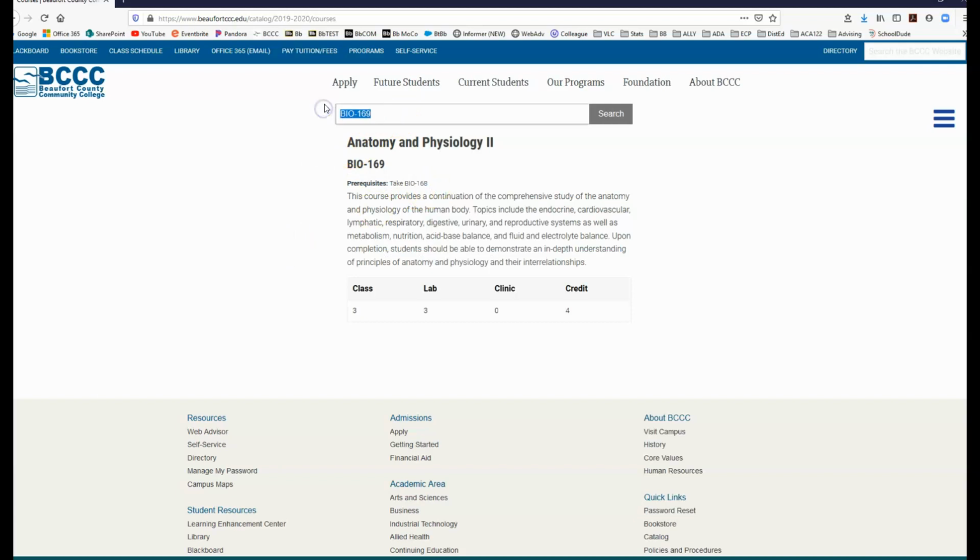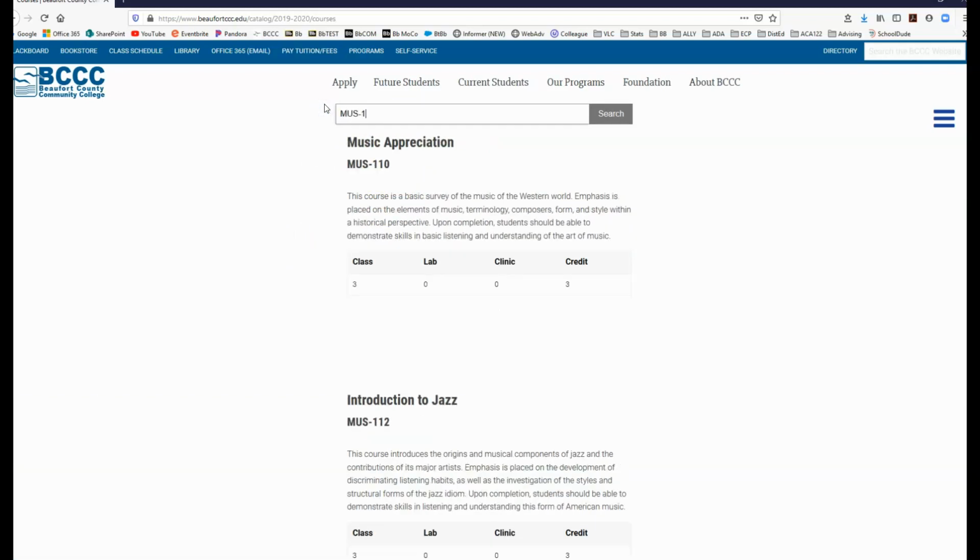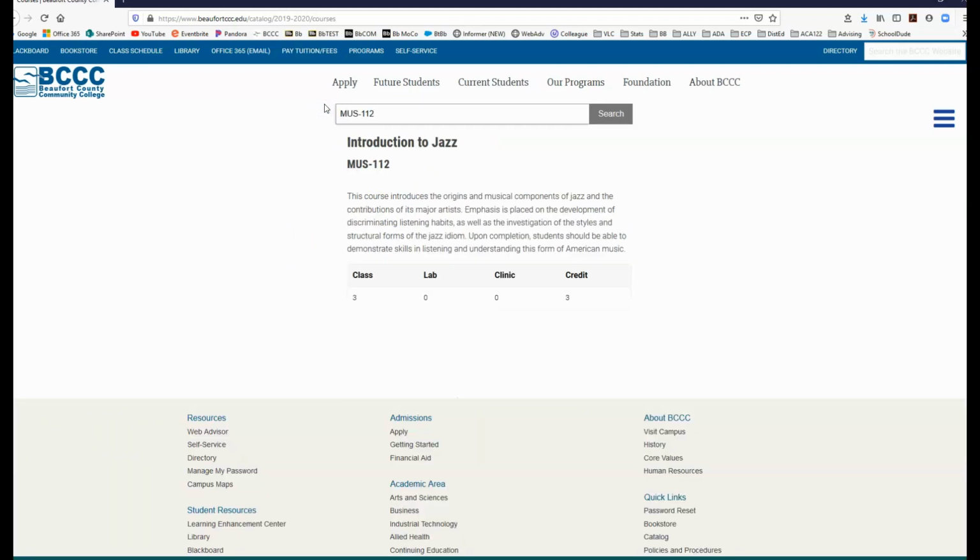What if you wanted to take music 112? There are no prerequisites. In this case, I don't have to take music 111 before I can take music 112. I can just go directly into taking music 112 and learn all about jazz.